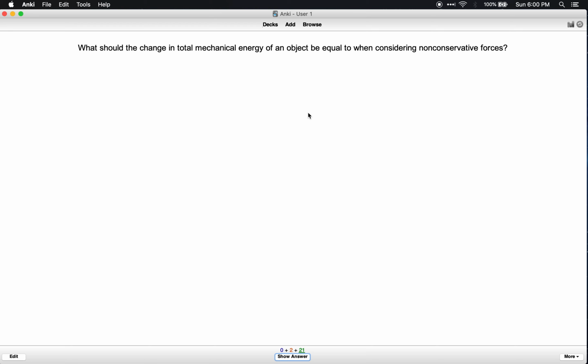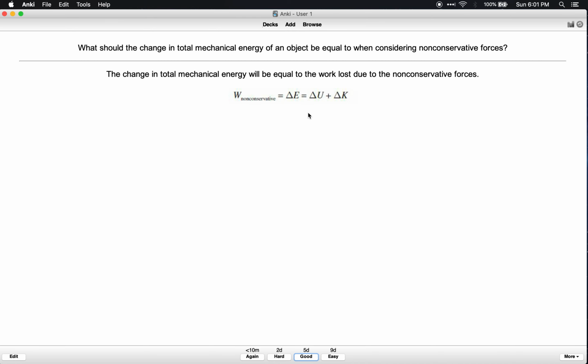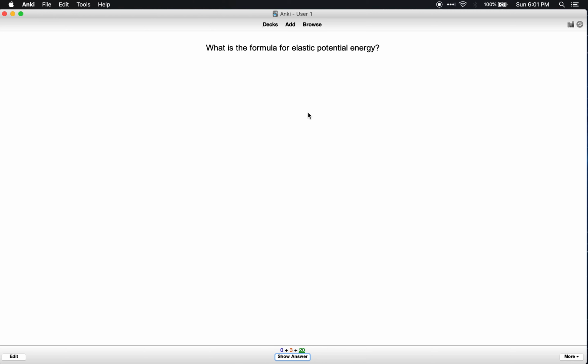If you're considering non-conservative forces, there's no heat, so delta E is only equal to work. Work non-conservative equals delta E, which equals delta U plus delta K. What's the form of elastic potential energy? The delta U equals 1/2 kx squared.